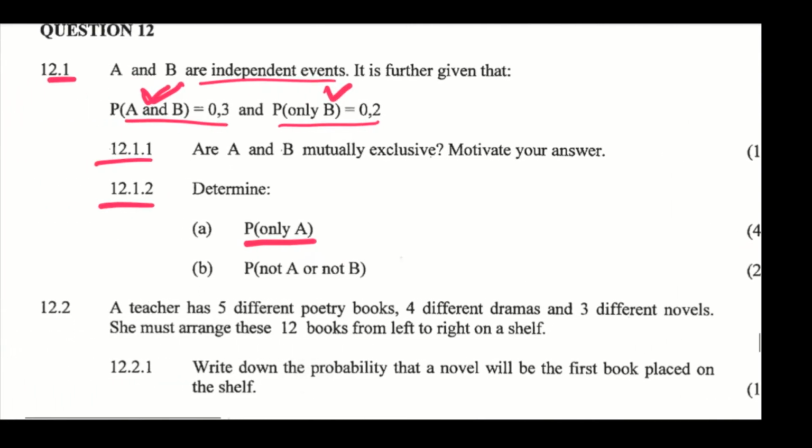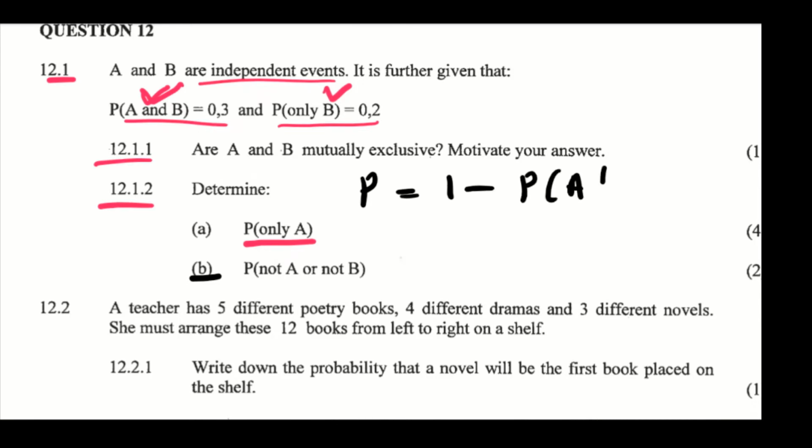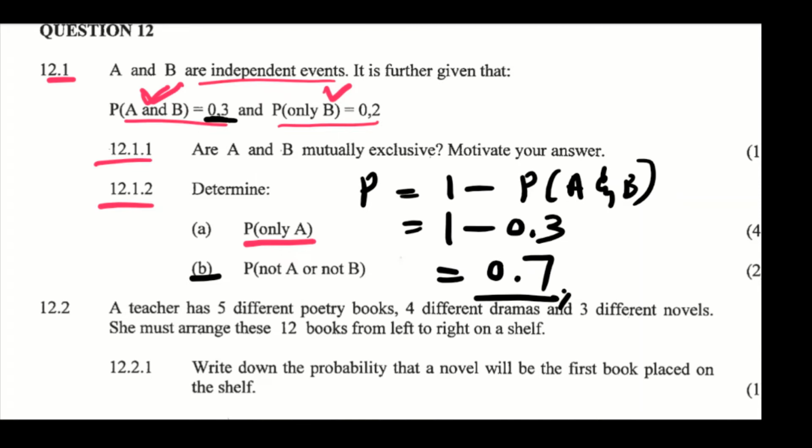Okay, so now we want to find the probability of not A or not B, which you can simply find by saying 1 minus probability of A and B, right? A and B is 0.3, so 1 minus 0.3 will give you 0.7. So that is the answer.